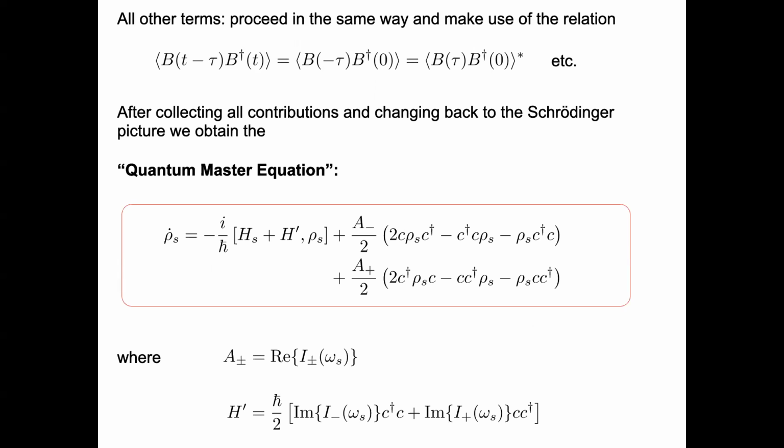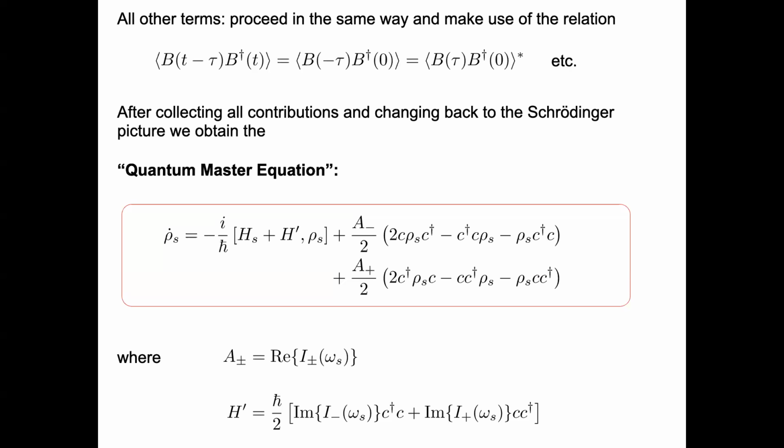Okay, but this is actually the essential point. We have now derived an equation for the system density operator, and apart from some small Hamiltonian corrections, the evolution now doesn't look like a commutator anymore, like a Schrödinger equation, but has this more complicated form. Just keep this in mind for the rest of the lecture.